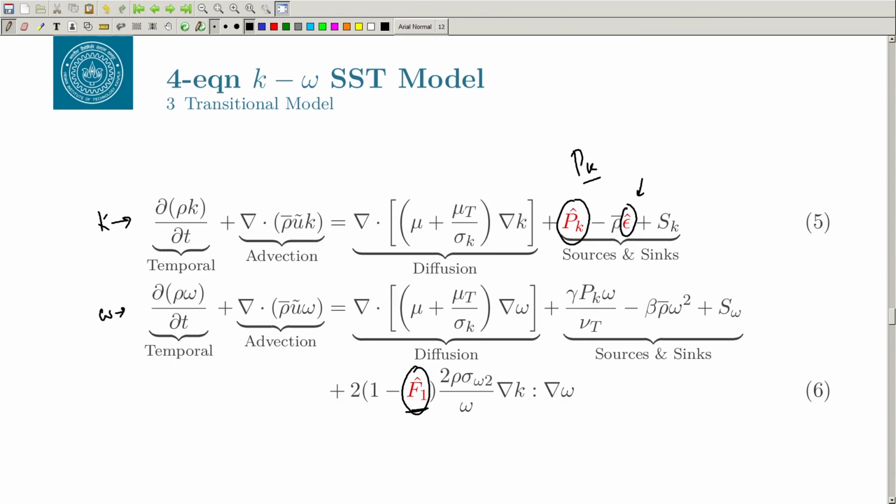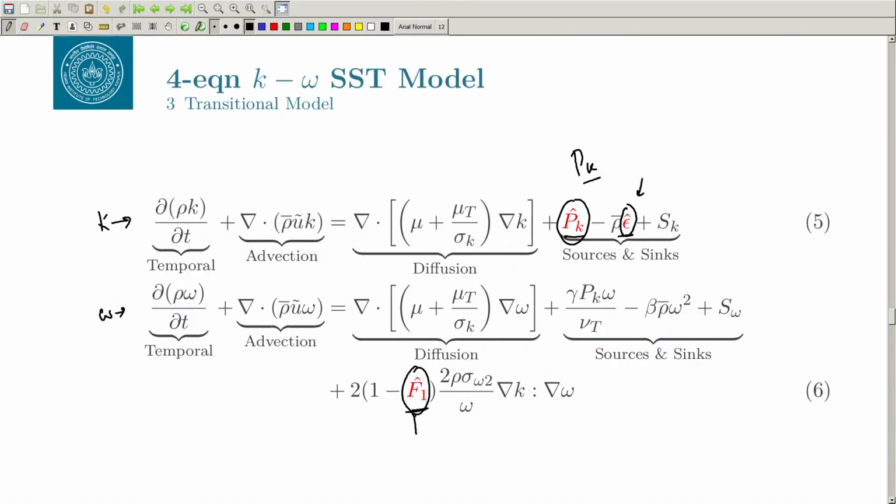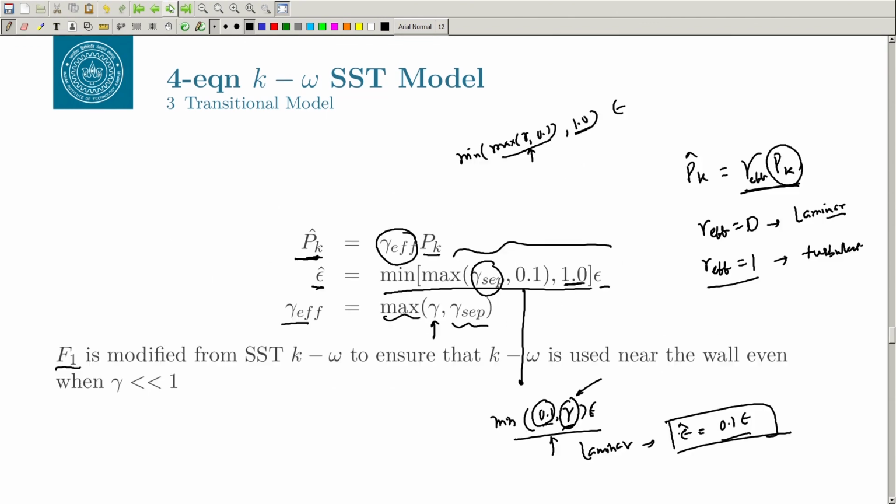Because of these changes, Pk and epsilon now depend on gamma. It may be possible that the idea we had originally, that it should go back to the k omega equation near the wall, may not work with the original blending function. So that blending function is also modified to ensure that we have k omega very close to the wall, even when gamma is very small or gamma is equal to 0.